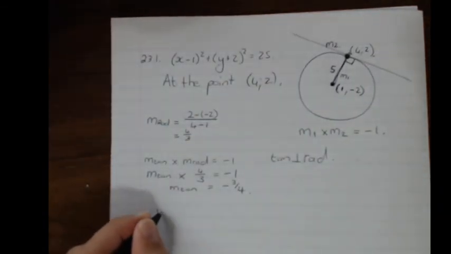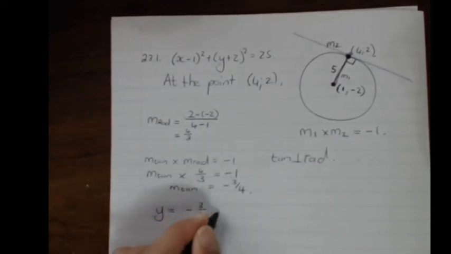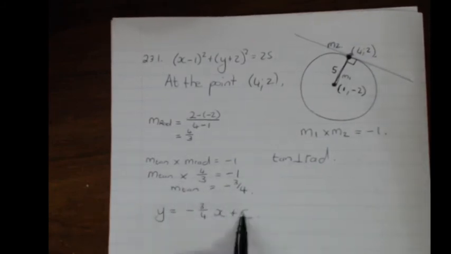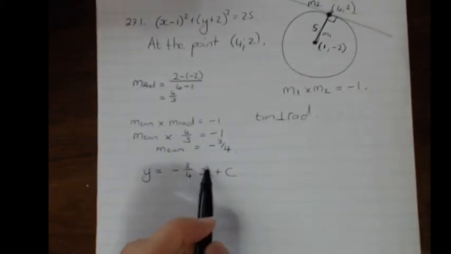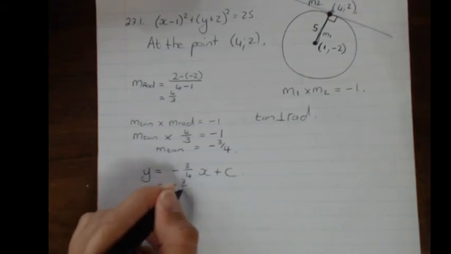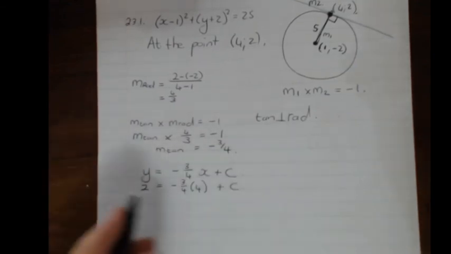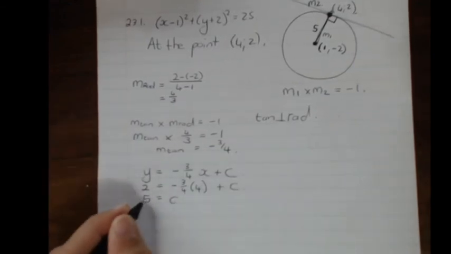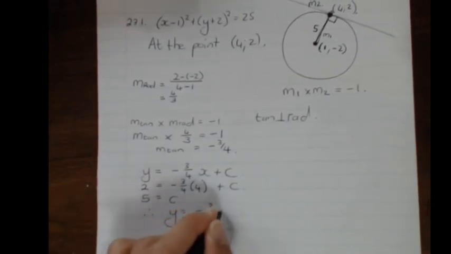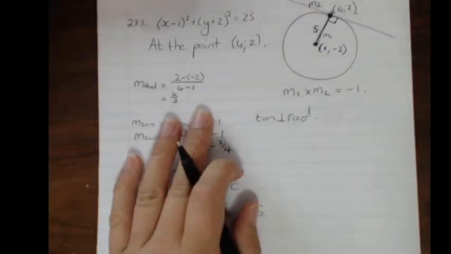So I'm just going to use my normal y is equal to mx plus c equation to calculate the line equation of the tangent, and the tangent goes through the point 4, 2. So the x is 4, the y is 2, and from this I can calculate my c is 5 easily, and then that equation is -3 over 4x plus 5. Okay, let's look at another question like this just to make sure.